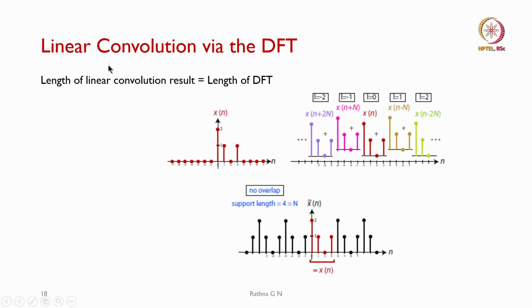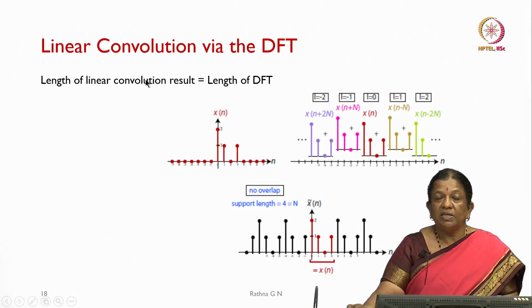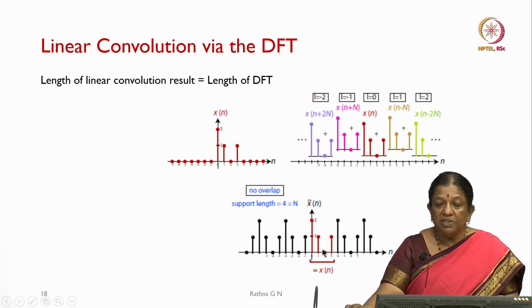Now we will see how we are going to do this linear convolution via the DFT. The length of the linear convolution result is equal to the length of the DFT we are going to get. So, these are our 4 samples. We are repeating the same 4 samples on both the left and right hand sides, and we have assumed there is no overlap and that the support length is 4, N equal to 4. Here x of n is of length 4, and then we have the repetition, x tilde of n.